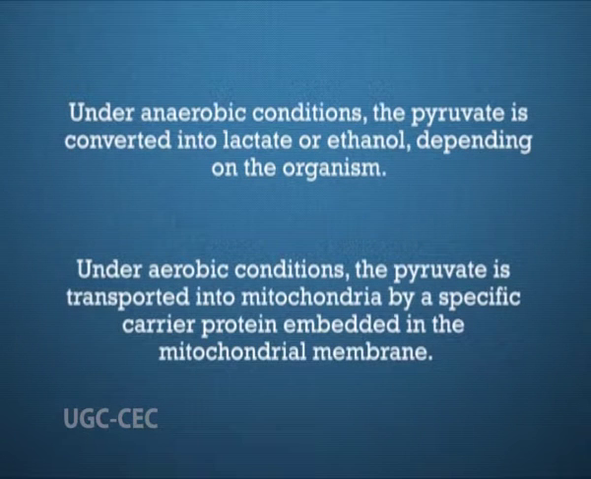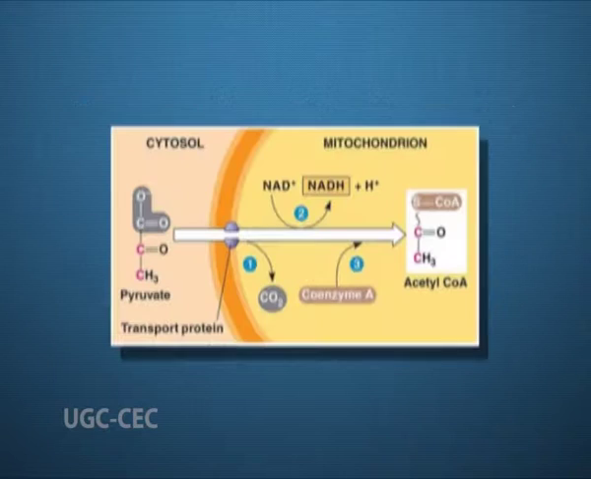Under aerobic conditions, the pyruvate is transported into the mitochondria by a specific carrier protein embedded in the mitochondrial membrane. In the mitochondrial matrix, pyruvate is oxidatively decarboxylated by pyruvate dehydrogenase complex to form acetyl-CoA. This irreversible reaction is a link between glycolysis and the citric acid cycle.